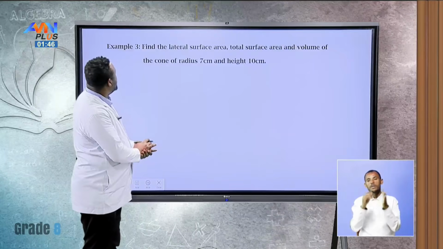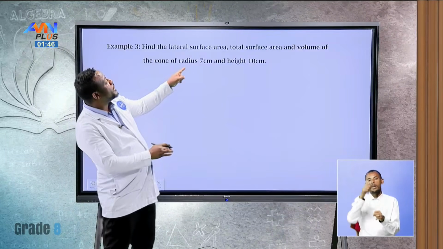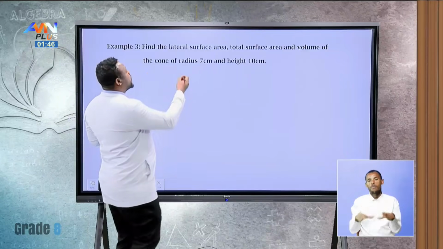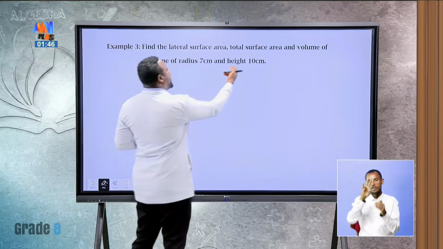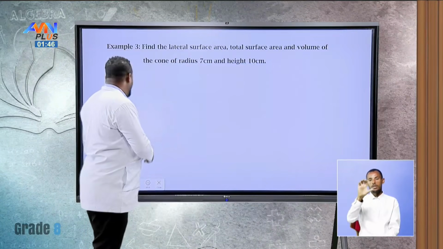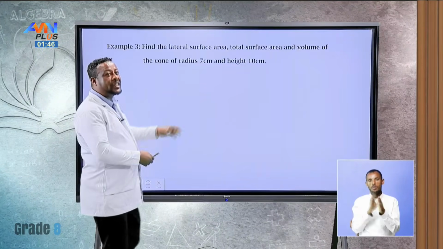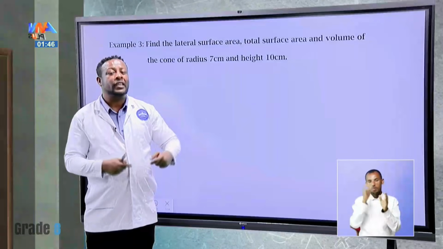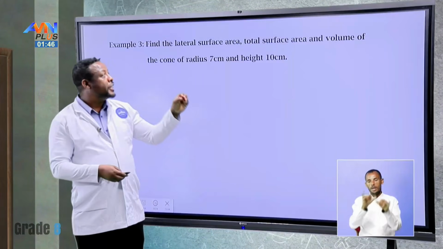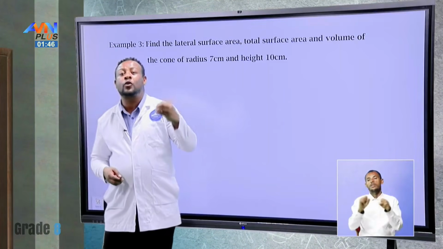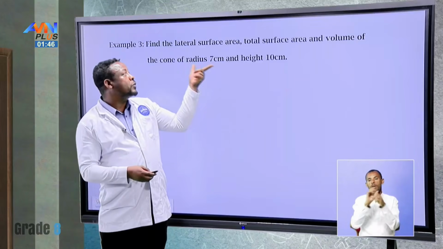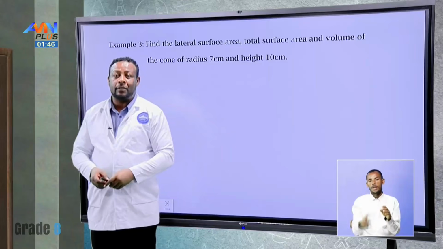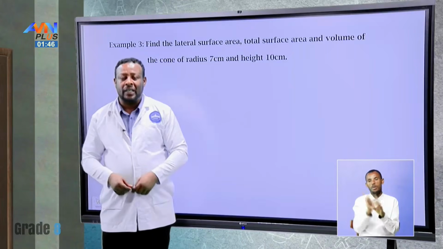It says, find the lateral surface area, the total surface area, and the volume of a cone whose radius is 7 centimeter and height 10 centimeter. I need you to work on this example. So take 1 minute to calculate the lateral surface area, the total surface area, and the volume of a cone, having the information that we have here. The radius is 7, the height is 10 centimeter. So calculate those three things.